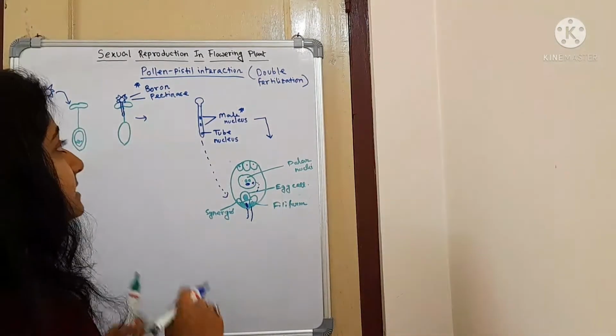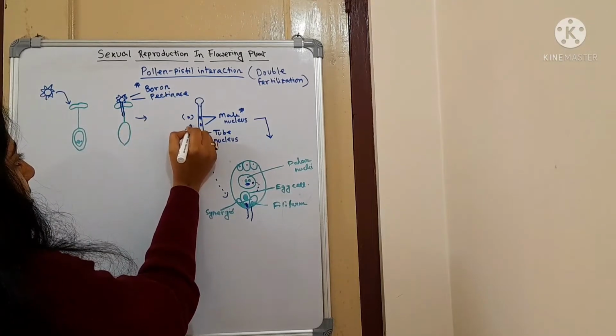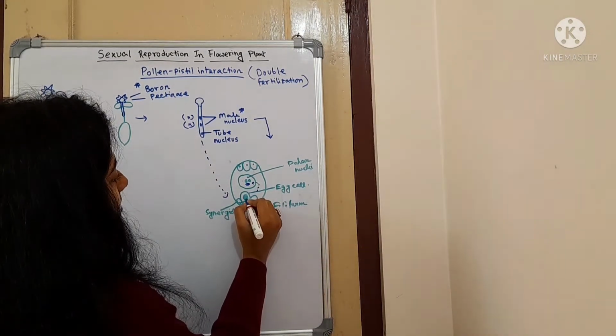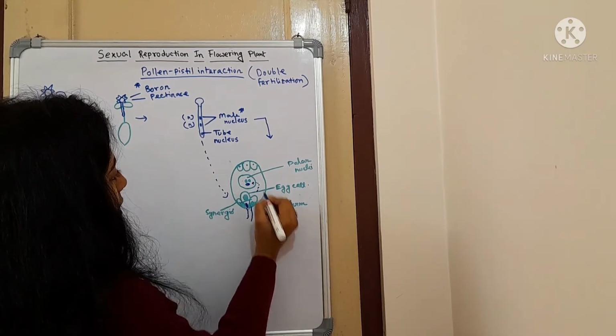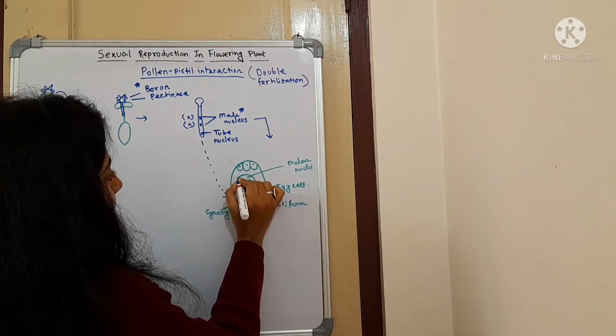Now we know that what is the chromosome number? Haploid chromosome number, that is, the male nucleus has N chromosomes, and the egg nucleus is also N. All of them are N in nature, right? All of the nuclei are N. Here only is the 2N.